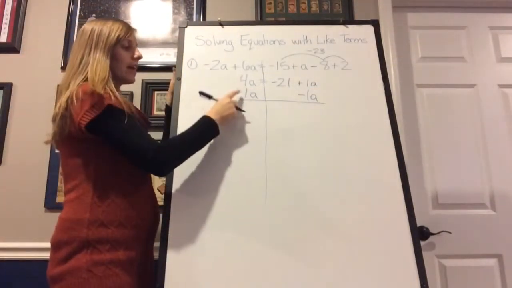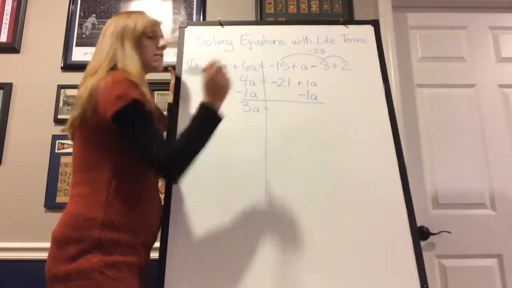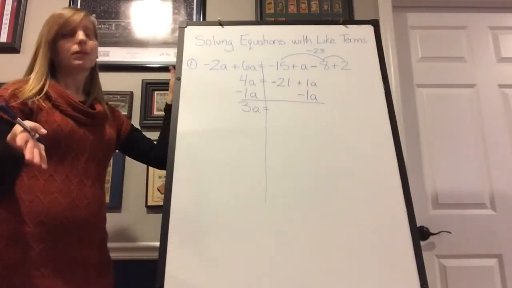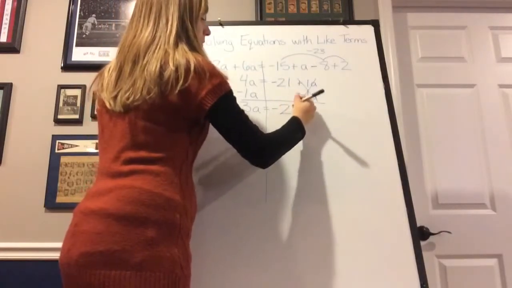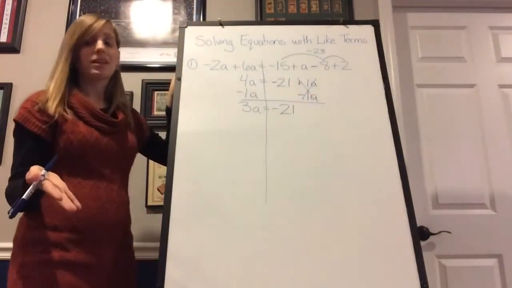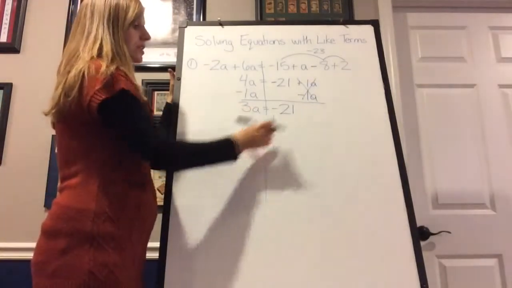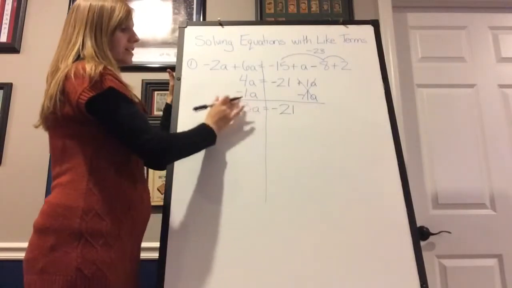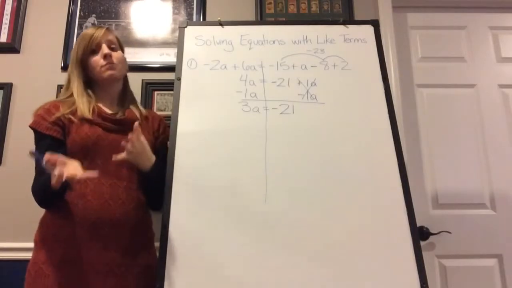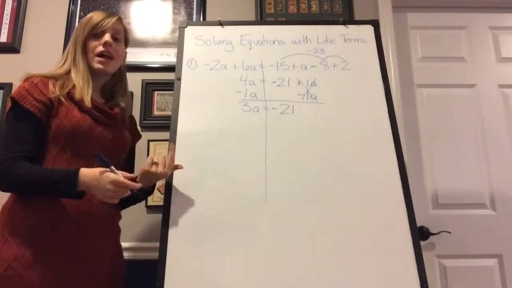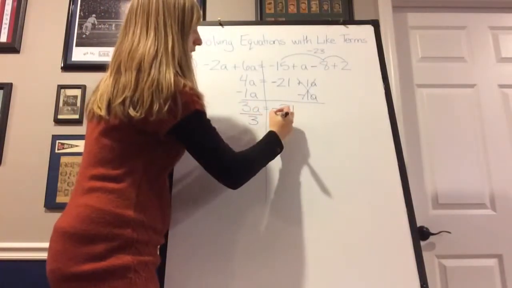So 4a and negative 1a is positive 3a. Again, different signs, subtract, keep the sign of the bigger number. After that, these 1a's will cancel, bring down the negative 21. Don't change that, you haven't done anything with it yet. Okay, so just keep it the same. Now, I have my letters on one side, my number on the other. I just need to cancel out this 3. Remember, when a letter and a number are right next to each other, that means multiplication. So the opposite of multiplying is dividing. So we need to divide both sides by 3.